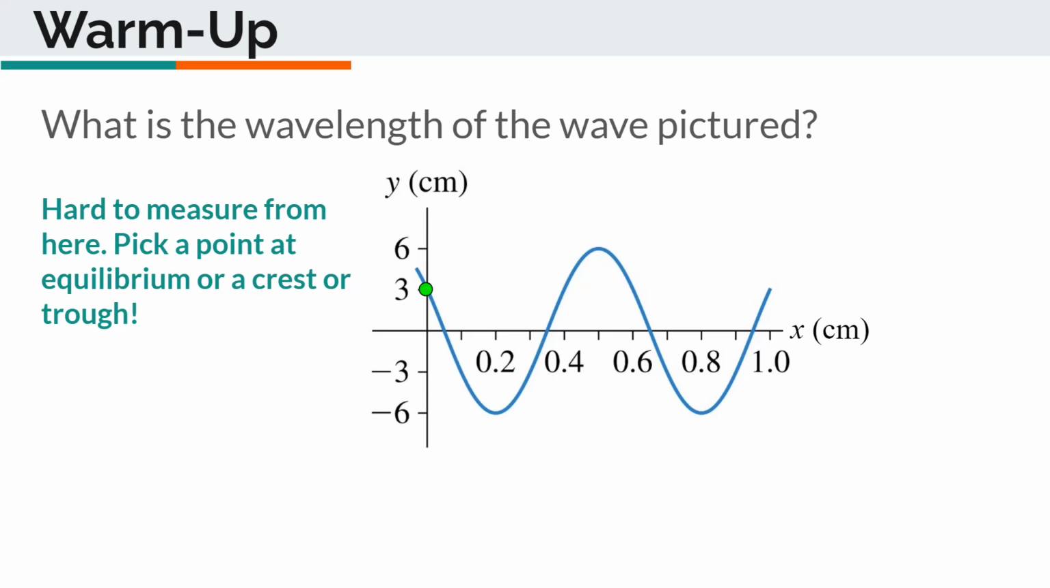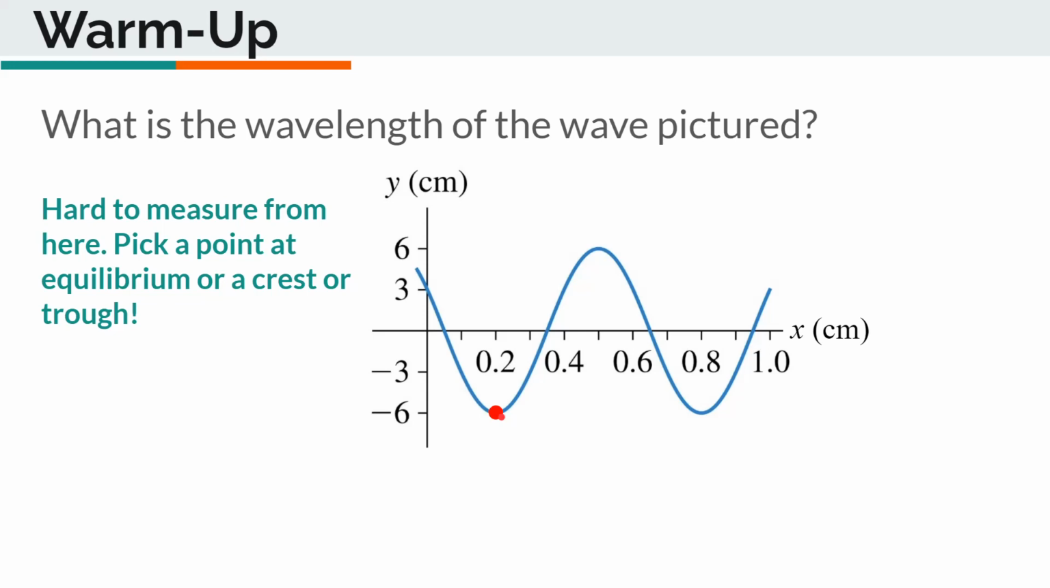Maybe. Okay, so in order to make it easier, I'm going to recommend that you pick a point from equilibrium or from a crest or a trough. So a point like here at equilibrium, although this point I wouldn't choose either since it's not on one of my grid lines, or pick a crest or a trough. I picked a trough down here, and I did that because there's only one crest in this picture.